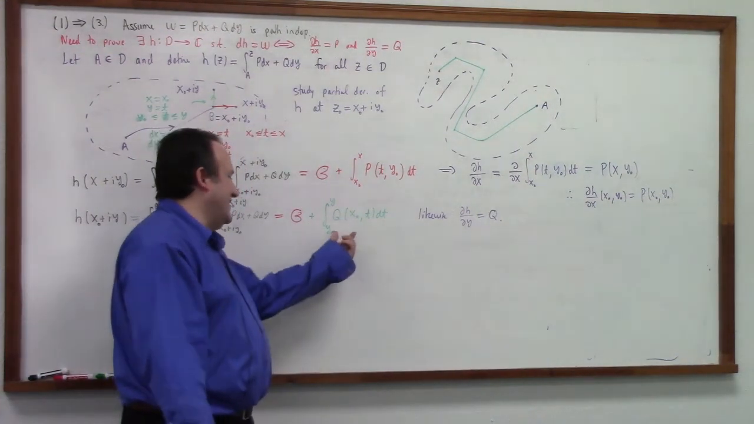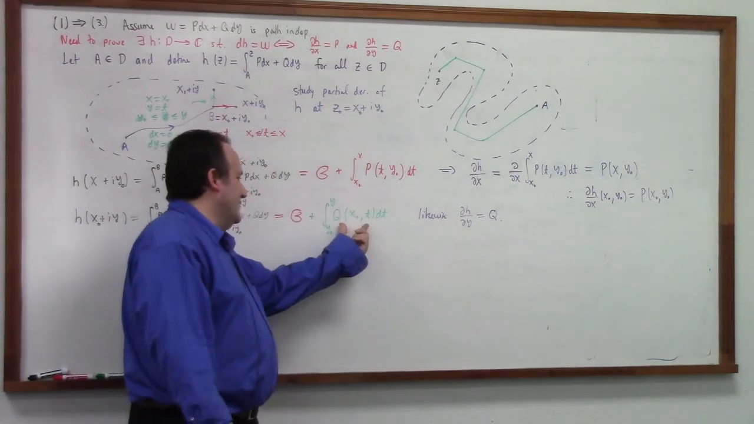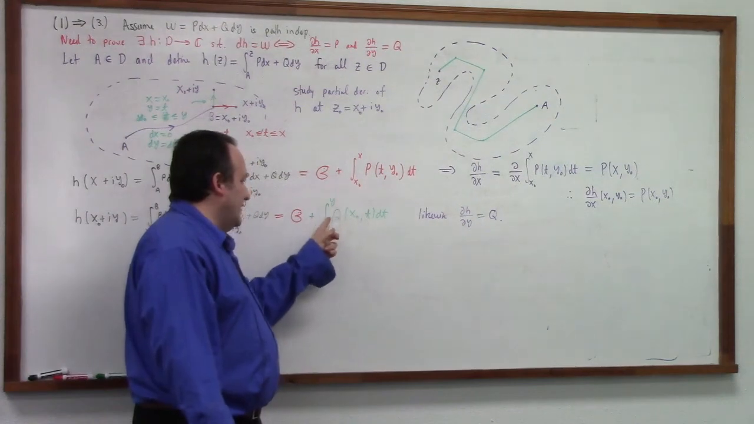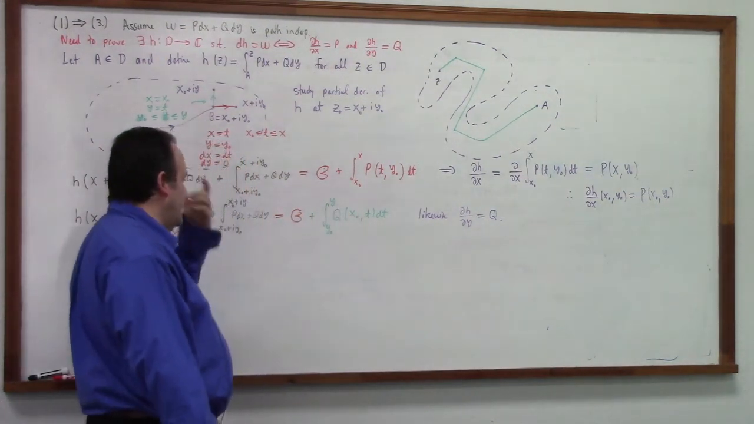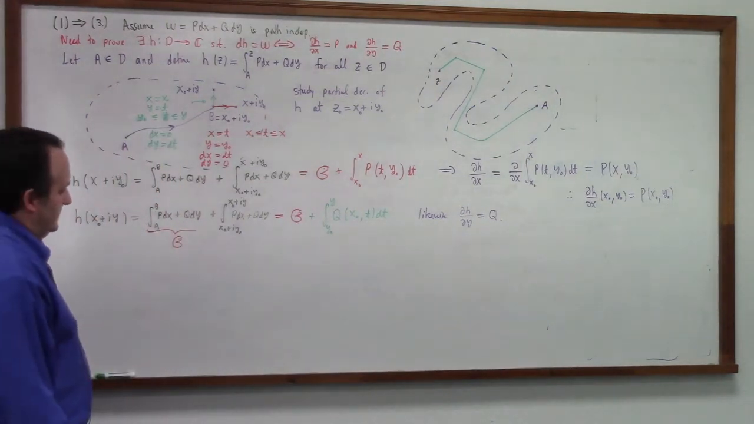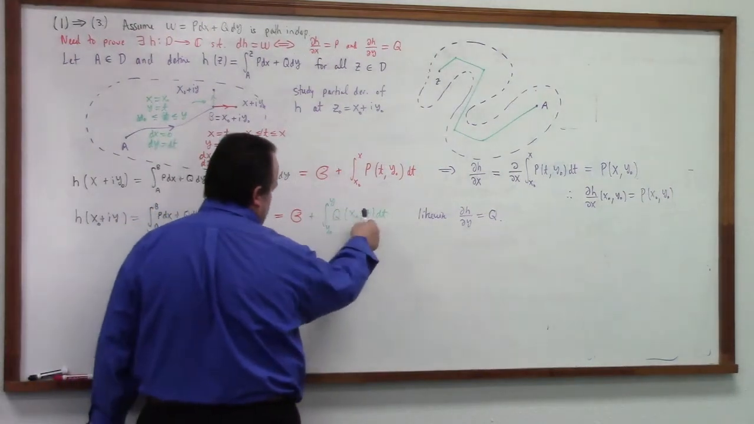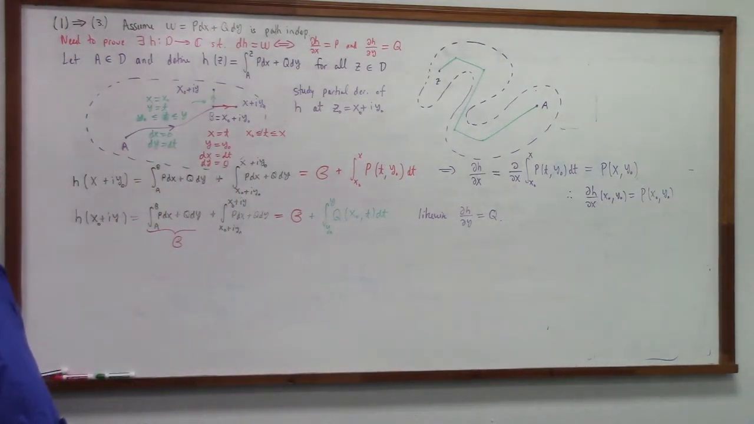Excuse me, I'm an idiot. That is q of x naught y, because when we do the fundamental theorem of calculus, we're integrating a variable bound. We're differentiating with respect to the variable bound. And so we just plug that y into there. That's how it goes. So yeah, partial h partial y.